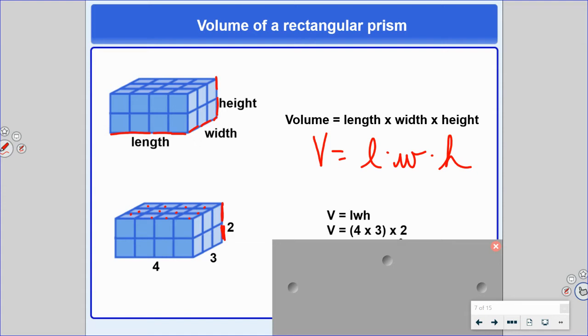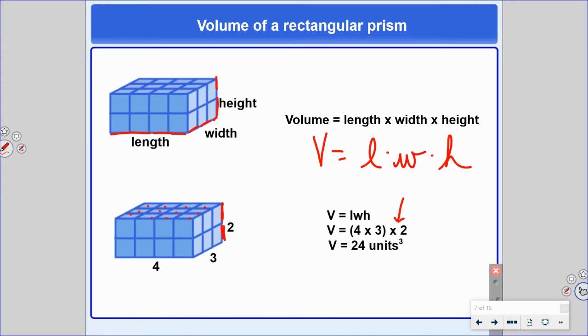That's why we repeatedly add, or what do we call repeated addition? Multiplication. By 2. 4 by 3 is 12. 12 by 2 would be 24 cubic units. Notice, because again, we're talking a 3-dimensional space, you should have cubic inches, cubic centimeters, cubic feet, cubic units.